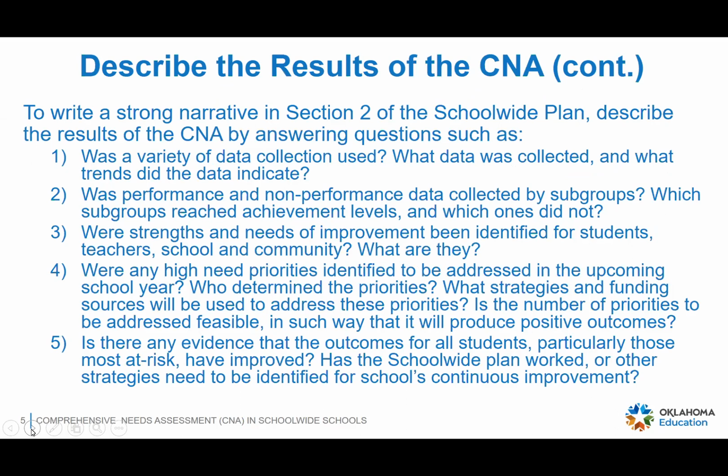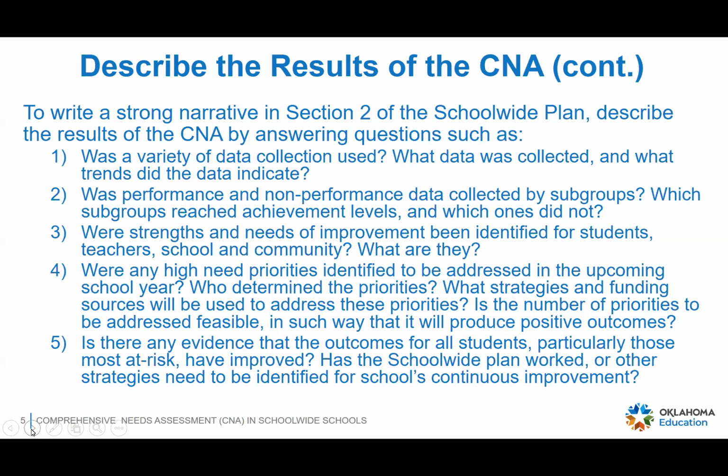To write a strong narrative in Section 2 of the Schoolwide Plan, describe the results of the CNA by answering questions such as: Was a variety of data collection used? What data was collected and what trends did the data indicate? Was performance and non-performance data collected by subgroups? Which subgroups reached achievement levels and which ones did not? Were strengths and needs of improvement identified for students, teachers, school, and community? And what are these strengths?